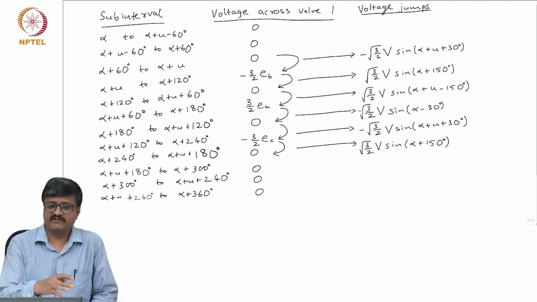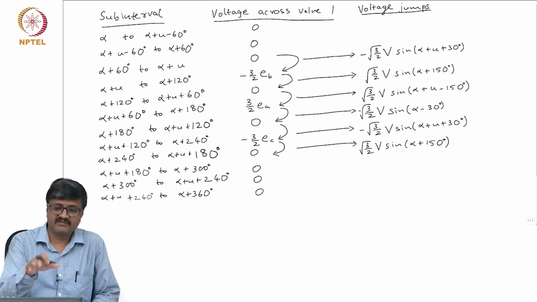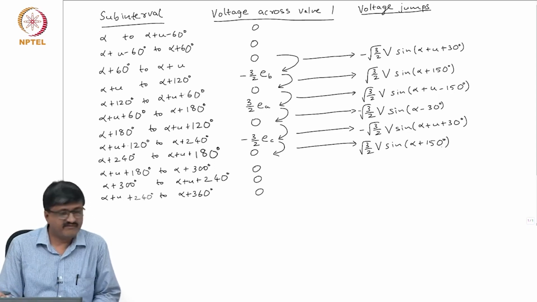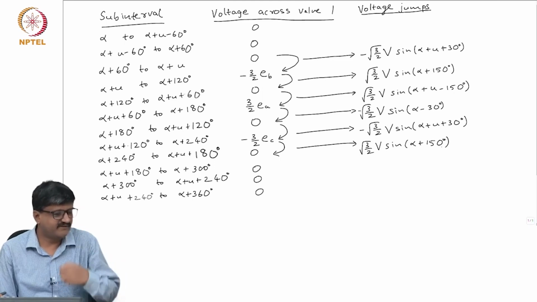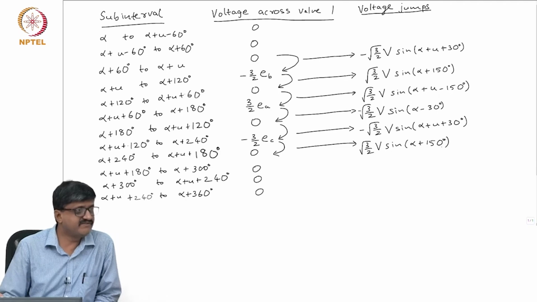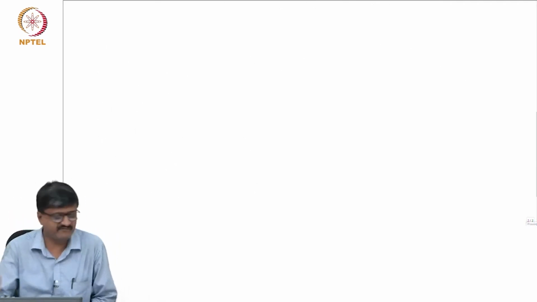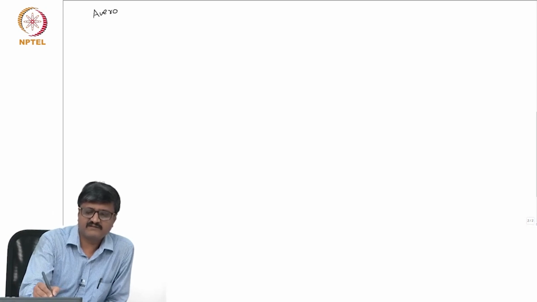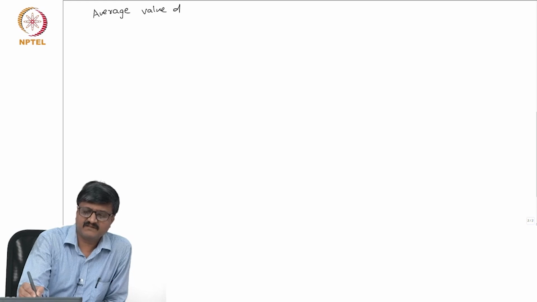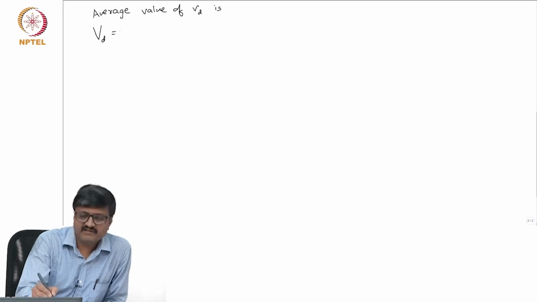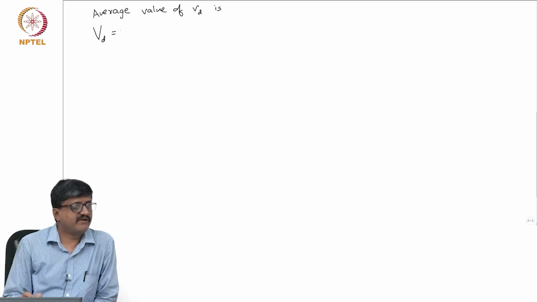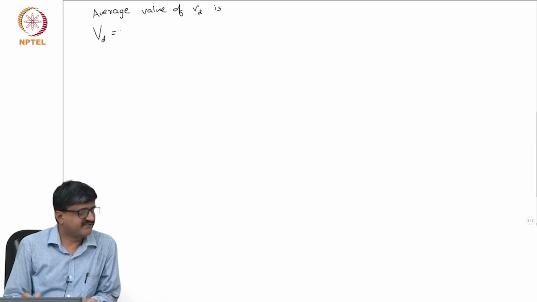Now, we also formed a more detailed table with a column for VD as well. So, from the column for VD, which gives expressions for VD in the 12 subintervals, we can get the average value of VD, denoted by uppercase V with a subscript D. I know that VD repeats after every 60 degrees. So, I have to just take the expression for VD for the first interval. In the first subinterval it is 0. So, I have to just take the expression for VD in the second subinterval.